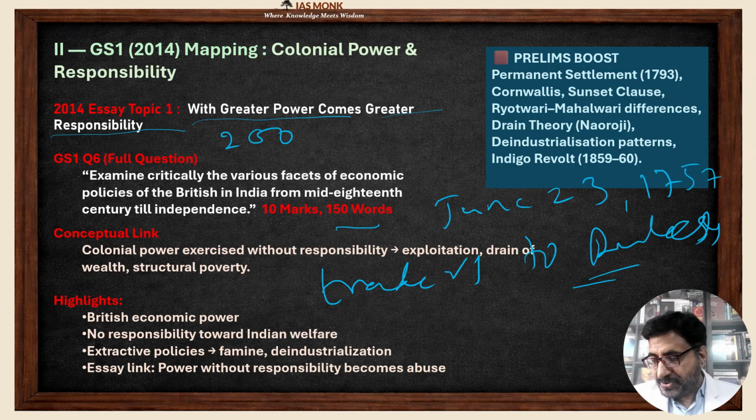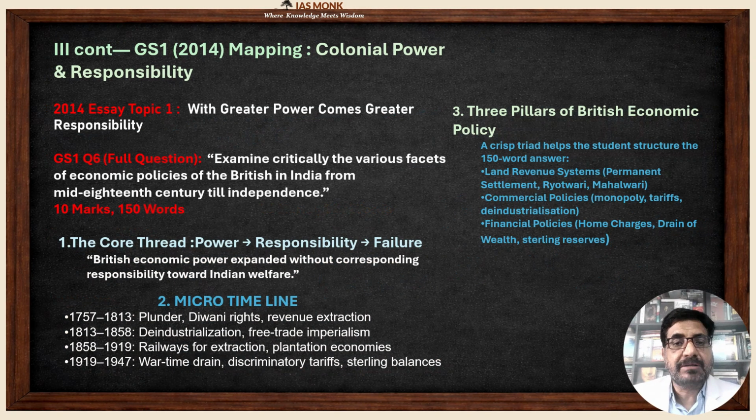Fine. So, prelims boost. I have given here the Permanent Settlement, and all those things about Cornwallis. You have to note these. They are very, very important for your preliminary exam. To continue with this question mapping, I have listed here the core thread. Power leads to responsibility. If you don't handle power responsibly, then it is going to be a big failure.